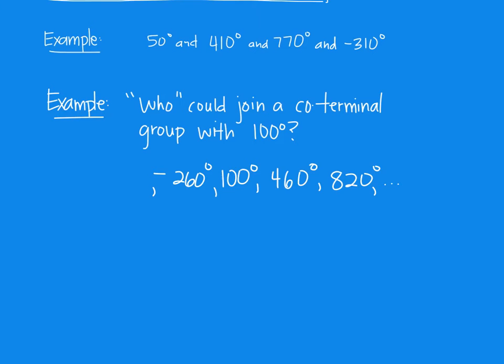And then I could subtract 360 again and get negative 620, and that one could join the group. And this is going to go on infinitely in many directions. It's called a coterminal cluster or a coterminal group. Now the same works in radians.